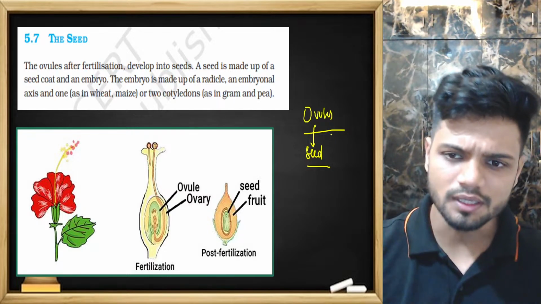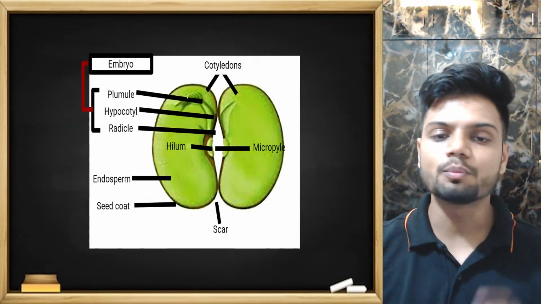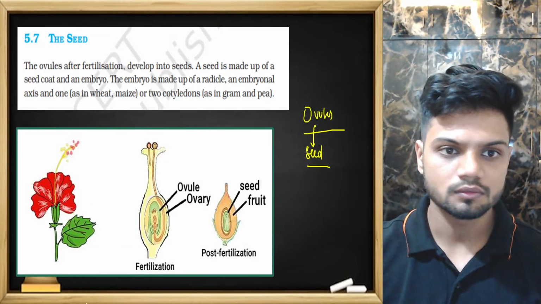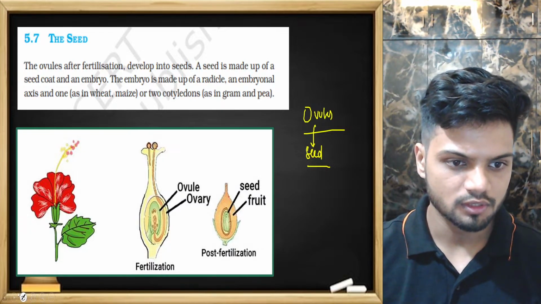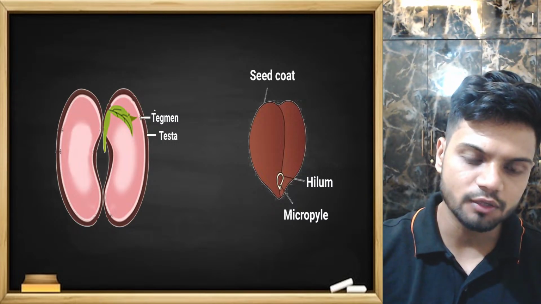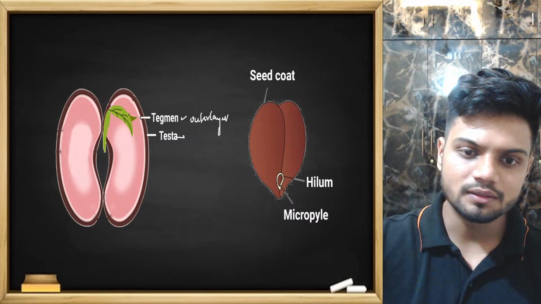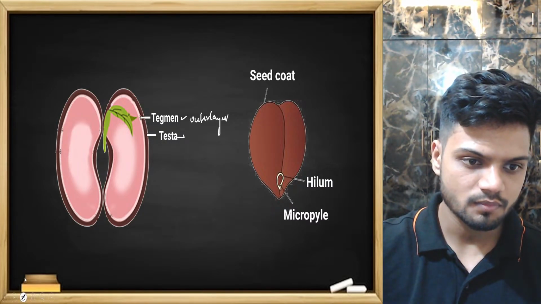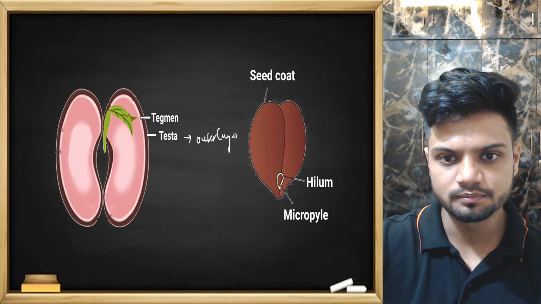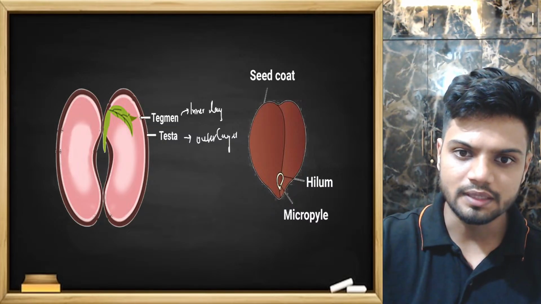Now students, what is a seed made up of? That is very important. The entire seed is made up of two main things. One second, let me change the color. It is made up of a seed coat, which is basically the testa, the outer layer, and the tegmen, the inner layer.